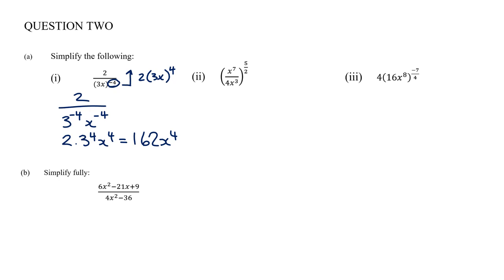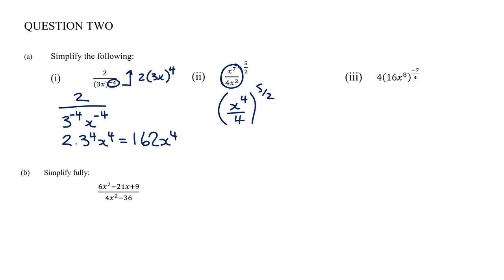Okay. Next one. This part here simplifies, doesn't it? That's x to the power of 4 over 4. Remember that? And this is all raised to the power of 5 over 2.